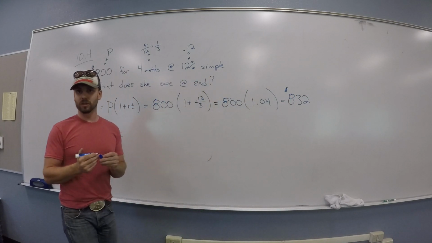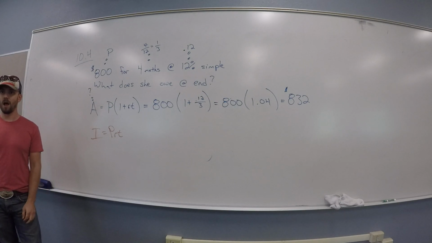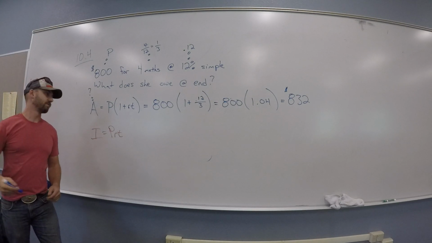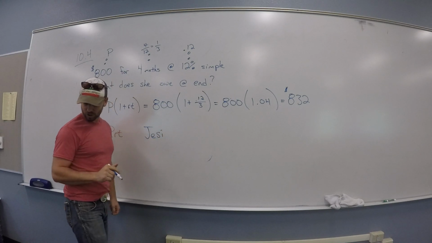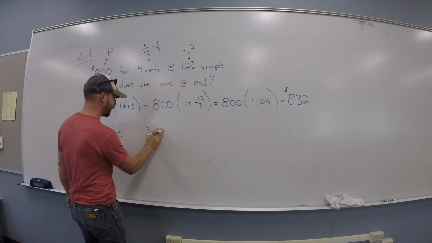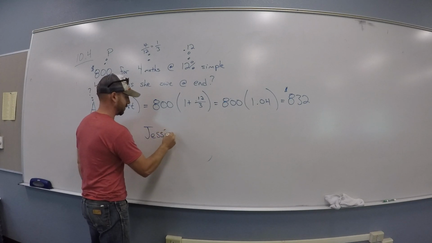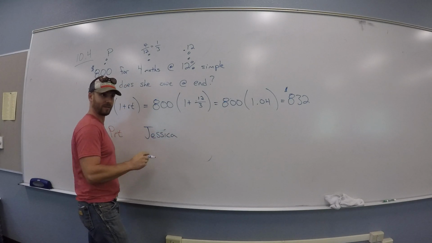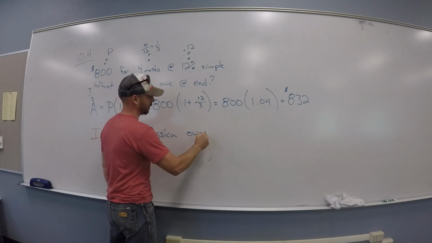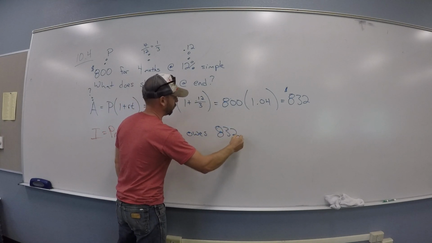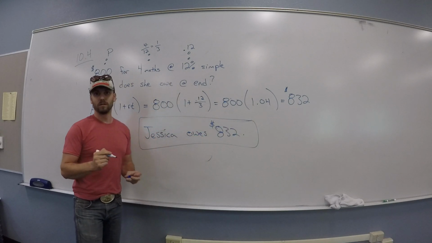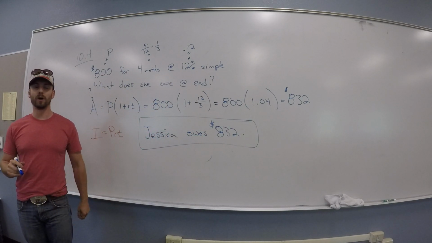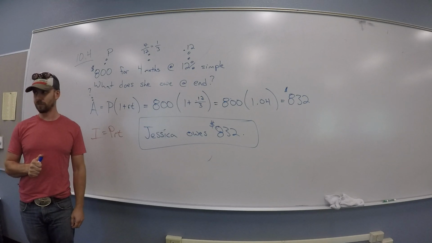So if I'm answering this fully, what do I write? Just the sentence, very nice. Good, easy sentence. Jessica has 2 S's in it. Hardest part, spelling Jessica, right? So Jessica owes $832. So she paid $32 to not have to pay the $800 for 4 months.